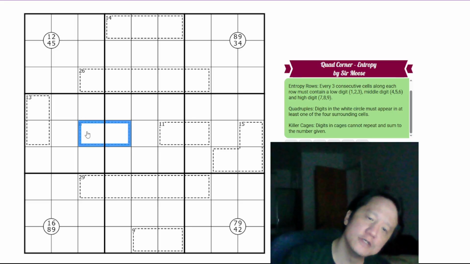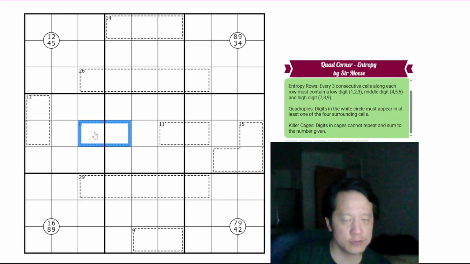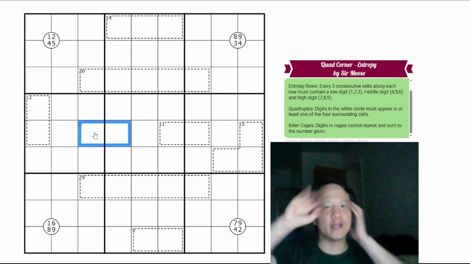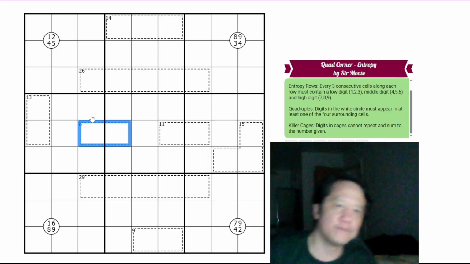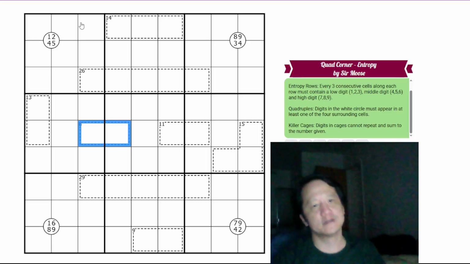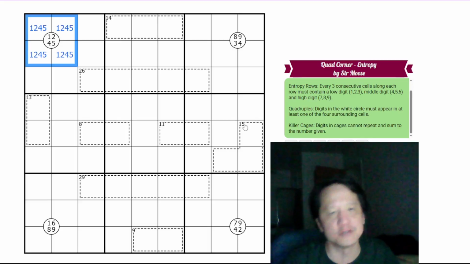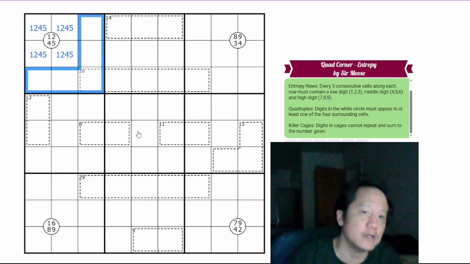This is interesting. To add up to 8 with entropy rows, you cannot have 2 digits of the... So for any of these sets, well, let's do the quads. So this must be a 1, 2, 4, 5 quadruplet surrounding this quad, which means the rest of the box has to be 3, 6, 7, 8, 9.